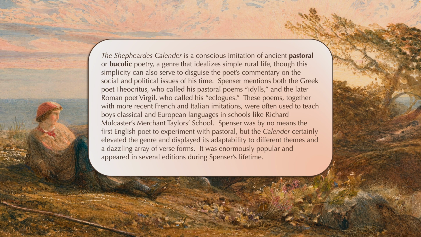Spenser mentions both the Greek poet Theocritus, who called his pastoral poems Idylls, and the later Roman poet Virgil, who called his eclogues, and that's the term that Spenser uses for his. These poems, the Idylls of Theocritus, the eclogues of Virgil, together with more recent French and Italian imitations, particularly those of Battista of Mantua or Mantuan, were often used to teach boys like Spenser classical and European languages.